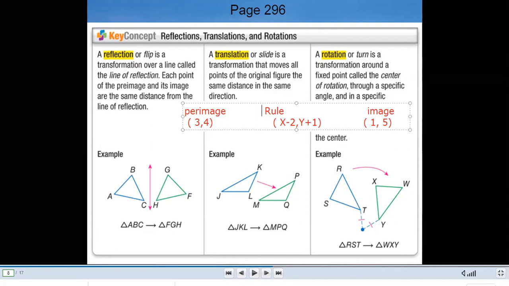So the main point in front of us now: in case we have a pre-image and we have an image, how will you find the rule? I will subtract the image from the pre-image. Thank you. We will subtract the image minus the pre-image, which means 1 minus 3. After that, 5 minus 1 to find 4. Understood this part for the translation?